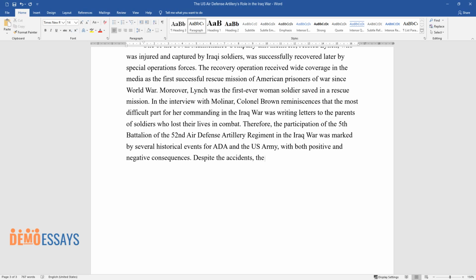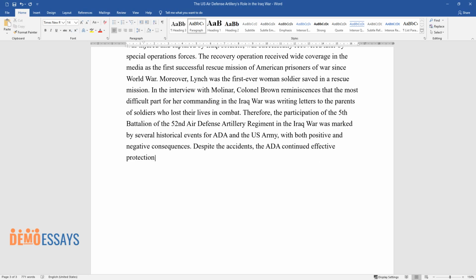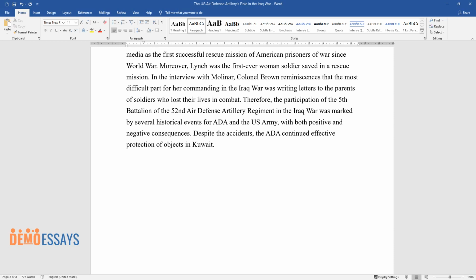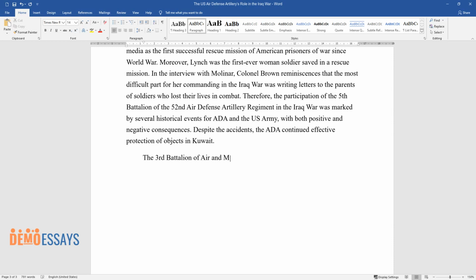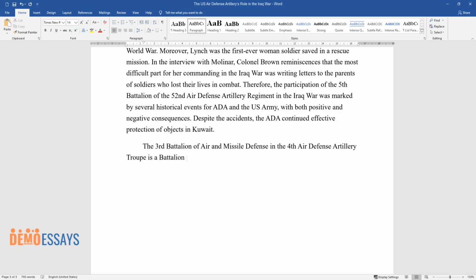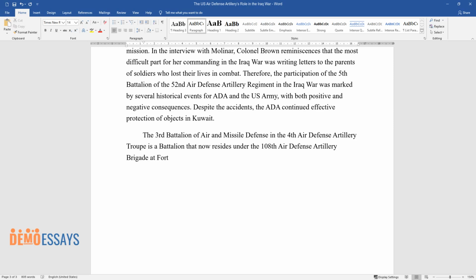Despite the accidents, the ADA continued effective protection of objects in Kuwait. The 3rd Battalion of Air and Missile Defense in the 4th Air Defense Artillery Troop is a battalion that now resides under the 108th Air Defense Artillery Brigade at Fort Bragg.